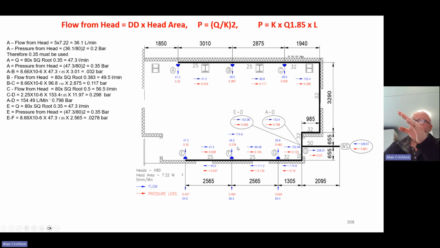So the pressure at head F is 0.378. Okay. So if we do the calculation, K factor times the square root of the pressure, that means that the flow from head F is 49.2. And you can see the difference right away. Because we've got a shorter pipe, the flow is less. So that's why you've got less flow. You've got less pipe, less pressure build up, less flow.